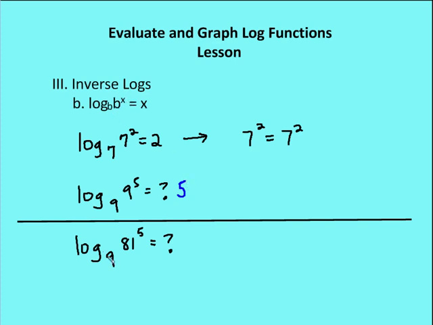Now we sometimes run into problems where we have log base 9 of 81 to the 5th. We can rewrite this as log base 9 of 9 squared, because that's 81, taken to the 5th. 9 squared taken to the 5th is 9 to the 10th using the power of a power rule. So log base 9 of 9 to the 10th is equal to 10.